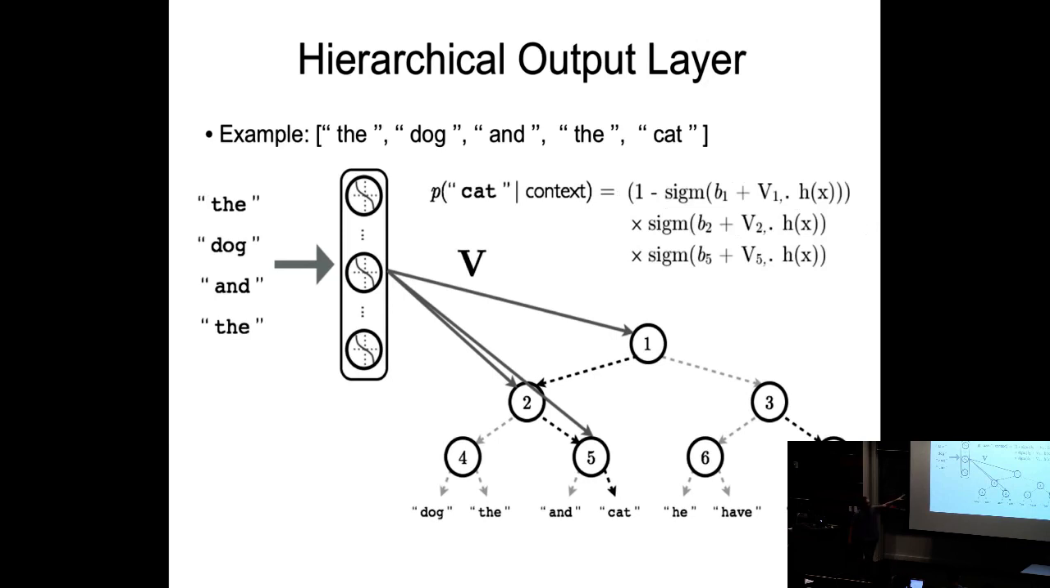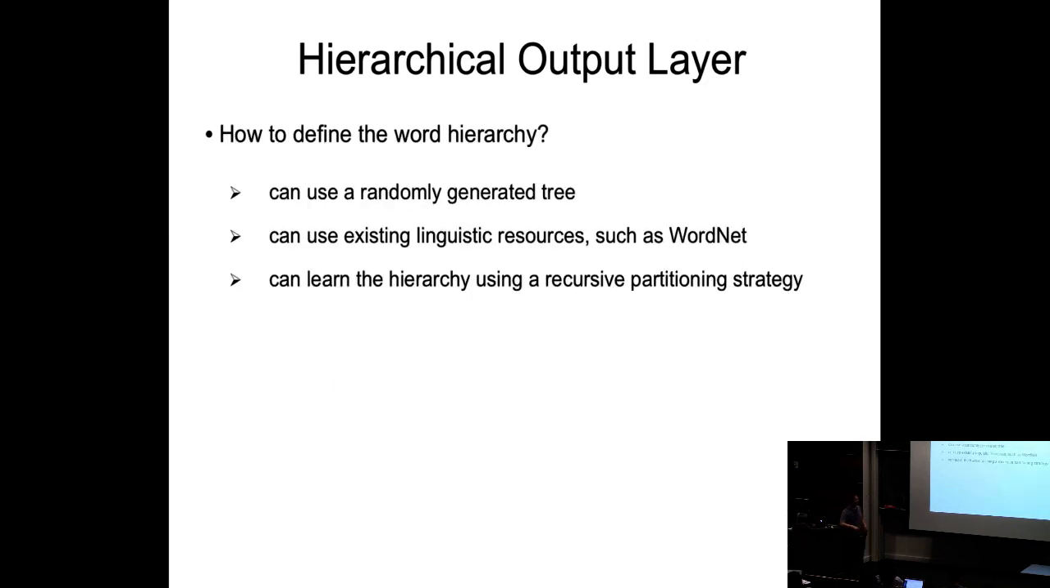Yeah, and so in this case, for example, if I say what's the probability of the cat, it really is 1 minus sigmoid times sigmoid times sigmoid, right? Because the sigmoid is always the probability of going to the right. 1 minus sigmoid is the probability of going to the left. So you can speed things up quite substantially.